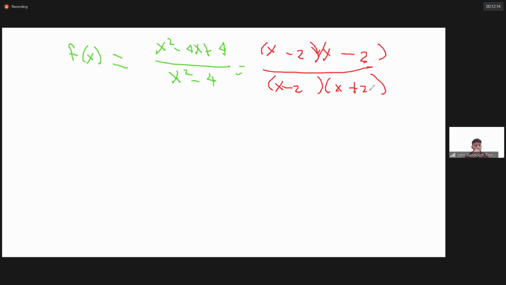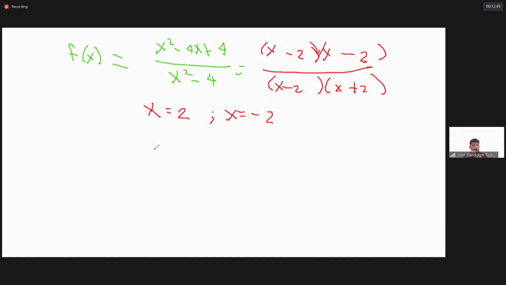So you are now going to identify the restrictions. Ano nga ba yung mga restrictions dito that will make the values of your denominator equal to 0? Hindi pwede ang x equals 2 at saka ano pa? Hindi rin pwede ang x equals negative 2 kasi magiging 0 yung denominator natin. Diba? Kasi kung 2 ang isa-substitute mo dito, 2 minus 2 is 0. Kung negative 2 ang isa-substitute mo dito, negative 2 plus 2 equals 0.